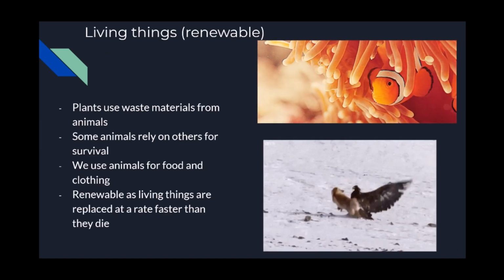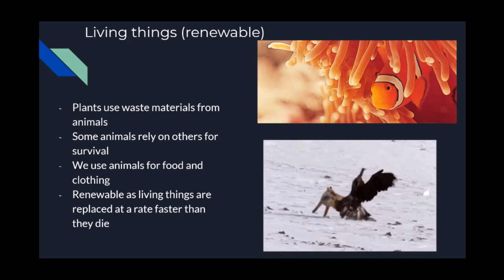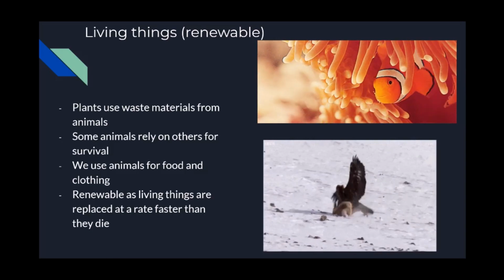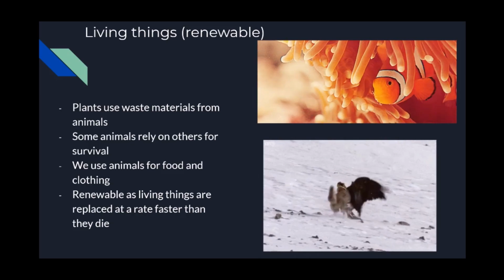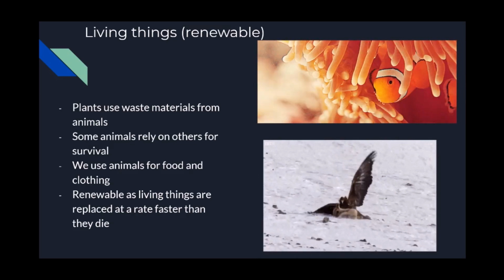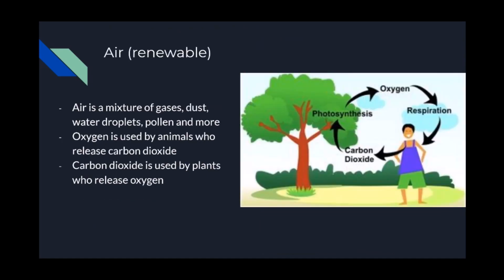Now, living things are an example of a renewable resource. So plants use waste materials from animals. Some animals rely on others for survival. We use animals for food and clothing. And they are renewable because they tend to be replaced at a rate faster than they die. Air is a renewable resource. Air is a mixture of gases, dust, water droplets, pollen, and more. Oxygen is used by animals who release carbon dioxide. Carbon dioxide is used by plants who then release oxygen.